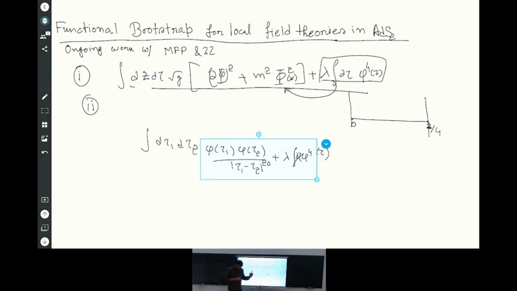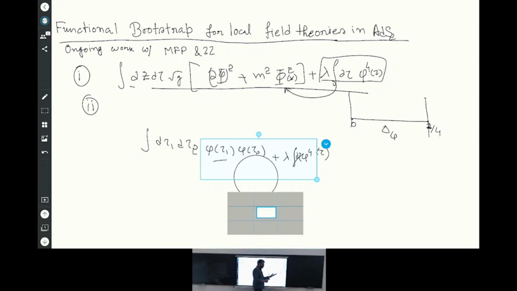Anyway, what we would try to do in the bootstrap, this is delta phi, and I'm just talking in terms of delta phi. On one side you have access to perturbation theory because it's like a generalized free field coupled to some boundary interaction. But on the other side you don't have such a description.